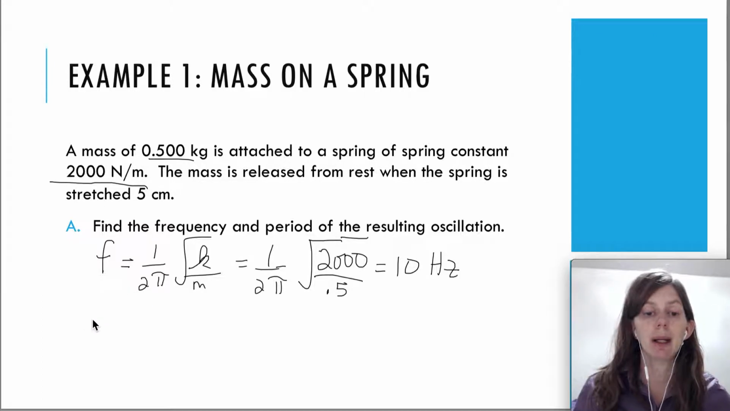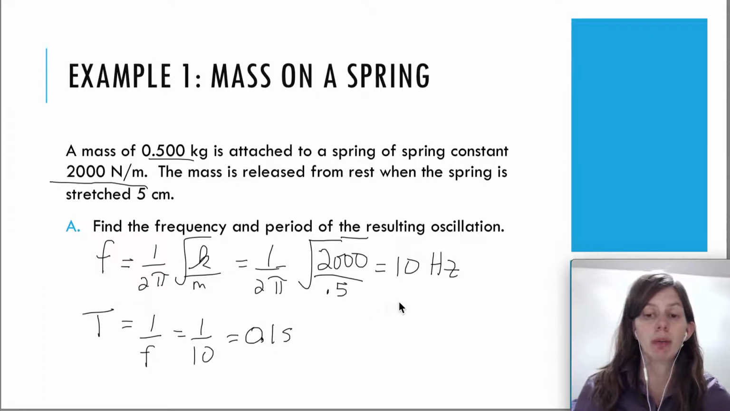The period is going to be 1 over the frequency, so 1 over 10, so it's going to be 0.1 seconds. So this makes sense. If you have 10 cycles per second, then that means that one complete cycle only takes 0.1 of a second.